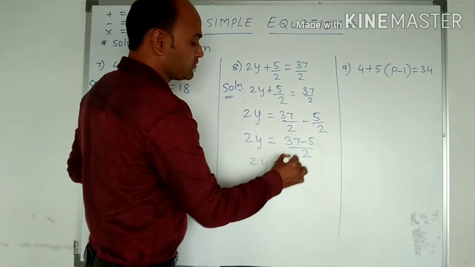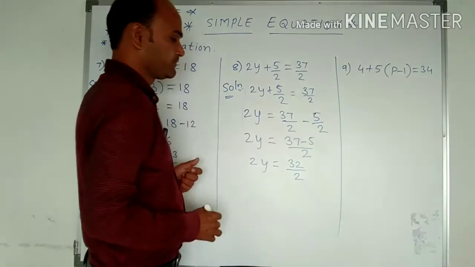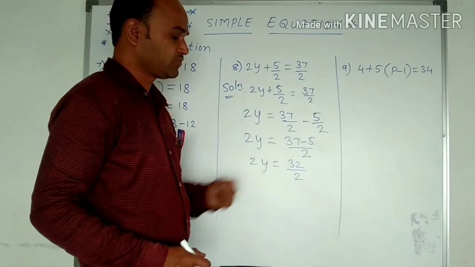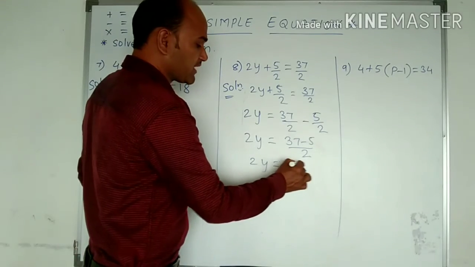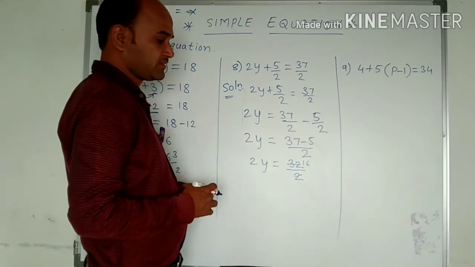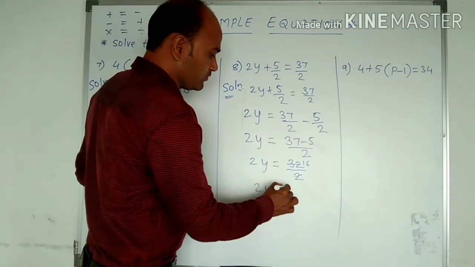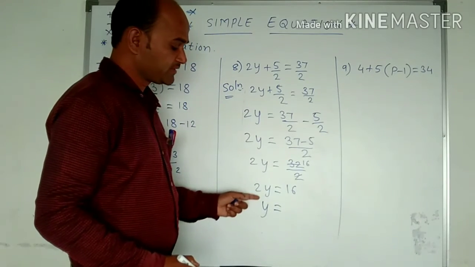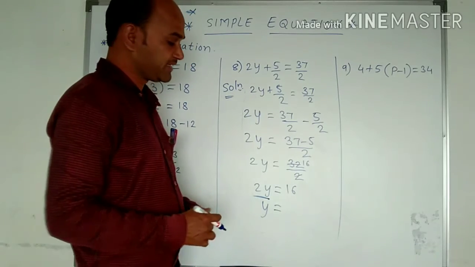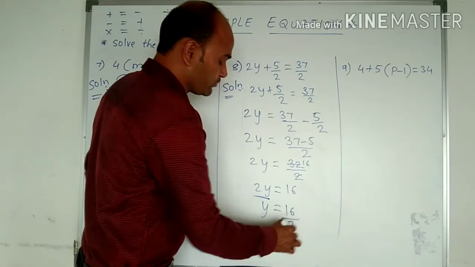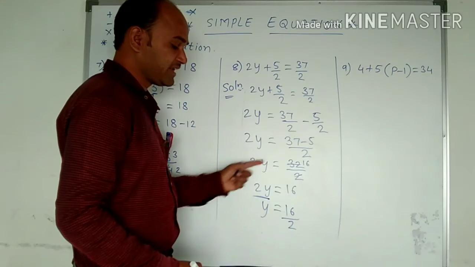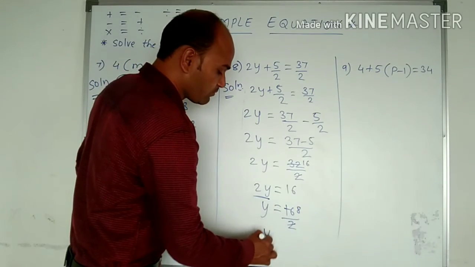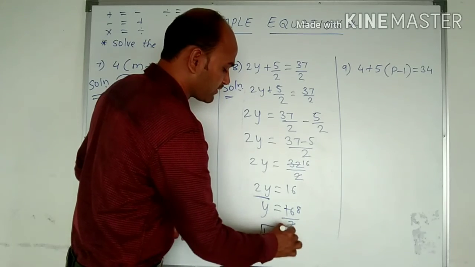That is 2y is equal to, sorry, 37 minus 5 becomes 32, 32 divided by 2. Here 2 1s are 2, 2 16s are 32, means 2y is equal to 16. Then y is equal to, here we have to transfer 2. The relation between 2 and y is multiplication. After the transposal it comes in division, 16 divided by 2. So 2 1s are 2, 2 8s are 16. So y is equal to 8 is the answer we got here.